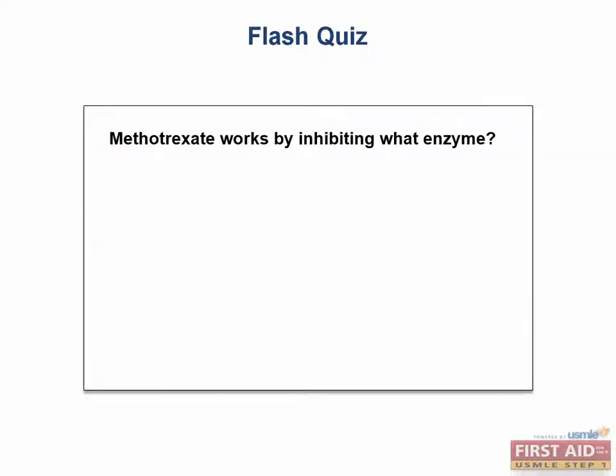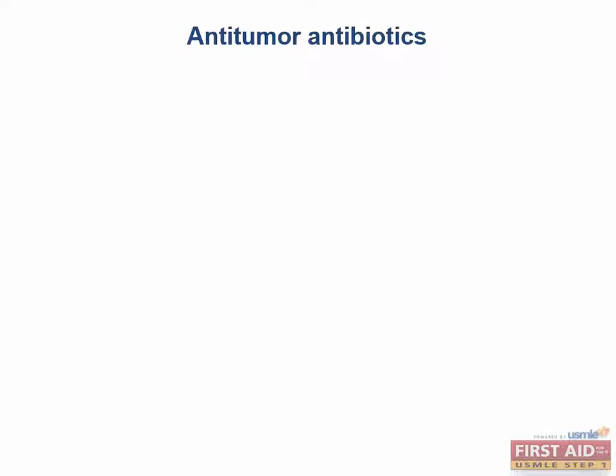So let's use this flash quiz as a quick reminder. Methotrexate works by inhibiting what enzyme? That would be dihydrofolate reductase. The antitumor antibiotics act on DNA directly.